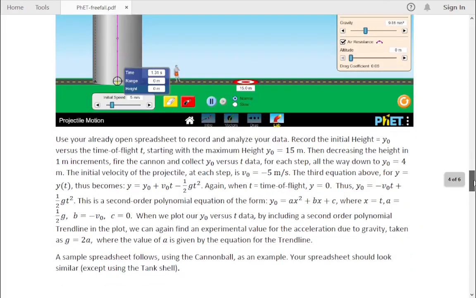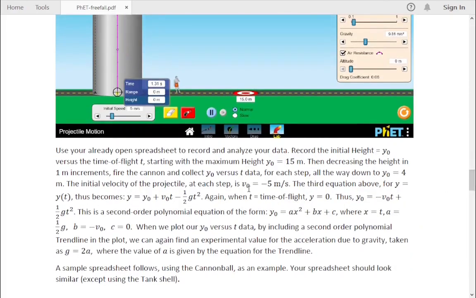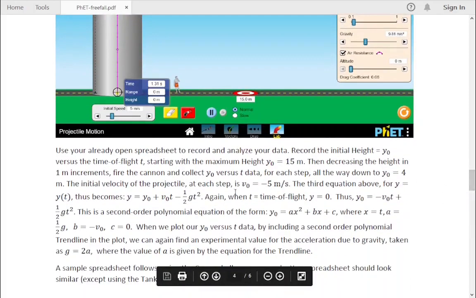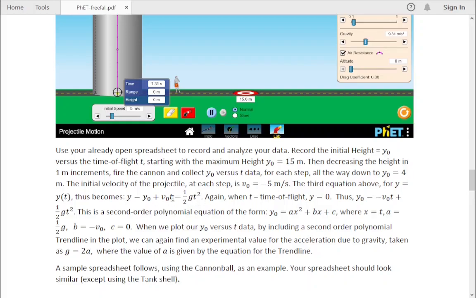And now there's going to be an initial velocity of our projectile. It's going to be minus 5 meters per second. It's minus 5 because the minus means we're shooting straight down. If we shot it straight up, it'd be 5. Here minus 5 means we shoot straight down. So that means that this v0 in this equation here is minus 5.